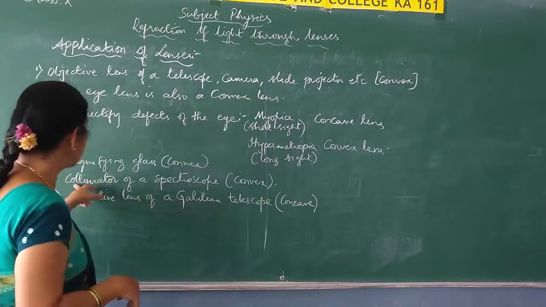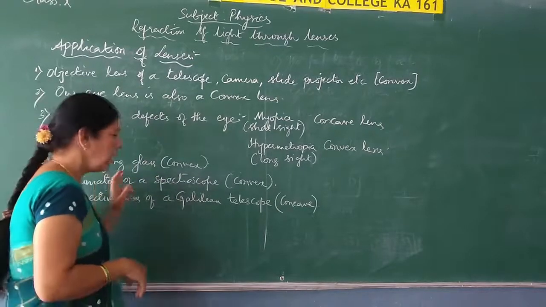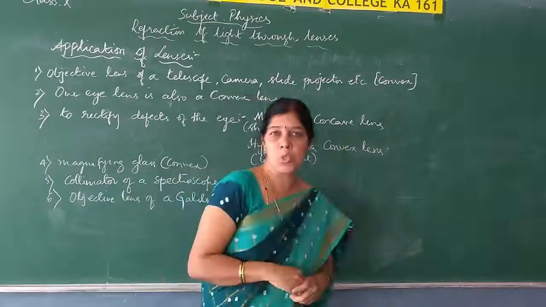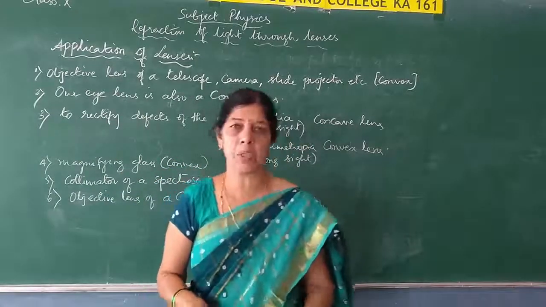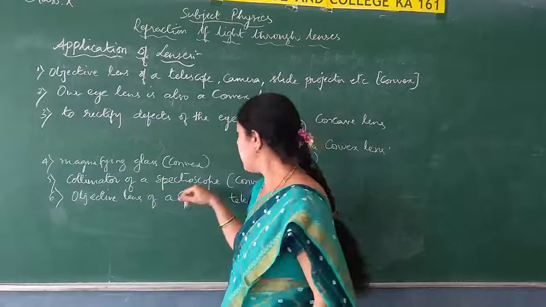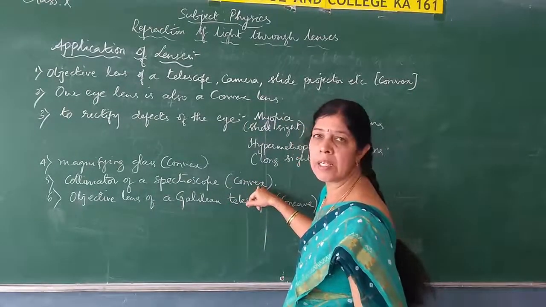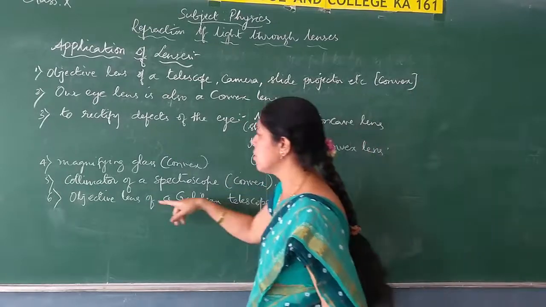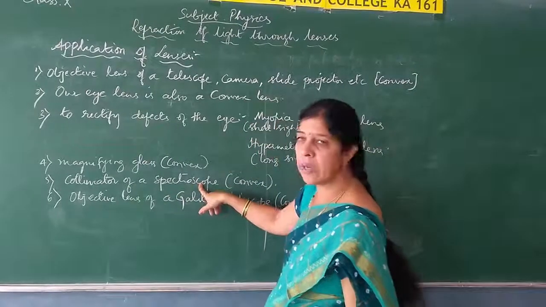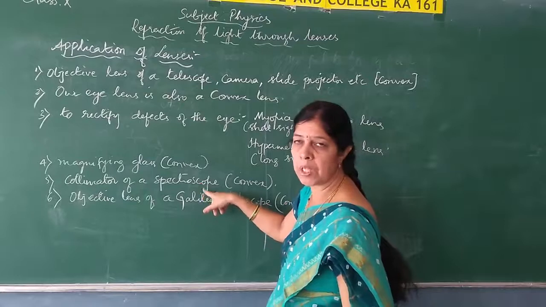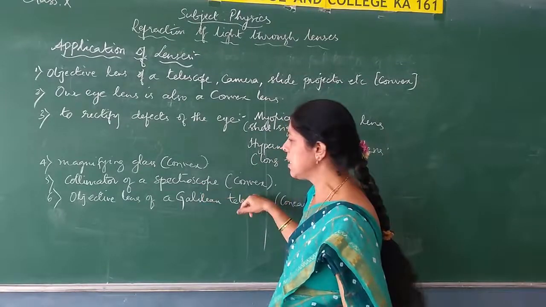Then we are using convex lens especially in case of spectroscopes. So the collimator of a spectroscope is made of a plano-convex lens which renders light rays parallel. Okay. So in spectroscope, to obtain the spectrum, we are using a convex lens.